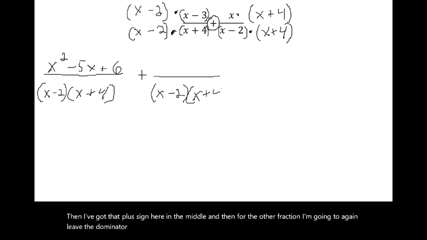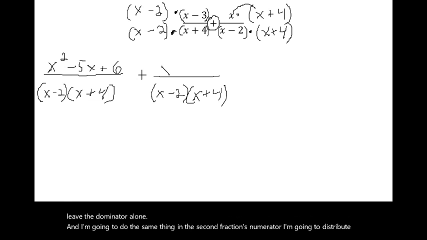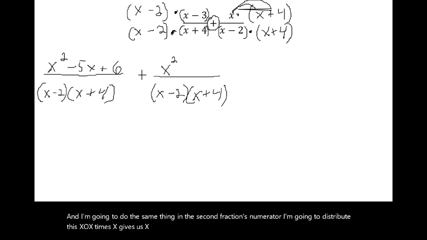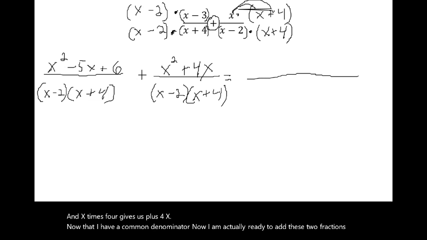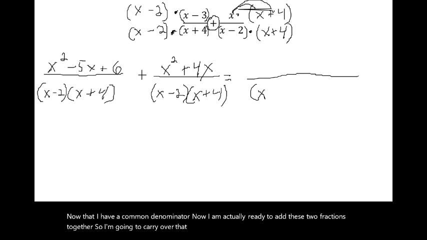And I'm going to do the same thing in the second fraction's numerator. I'm going to distribute this x. So x times x gives us x squared, and x times 4 gives us plus 4x. Now that I have a common denominator, I am actually ready to add these two fractions together. So I'm going to carry over that common denominator into my final answer so far.